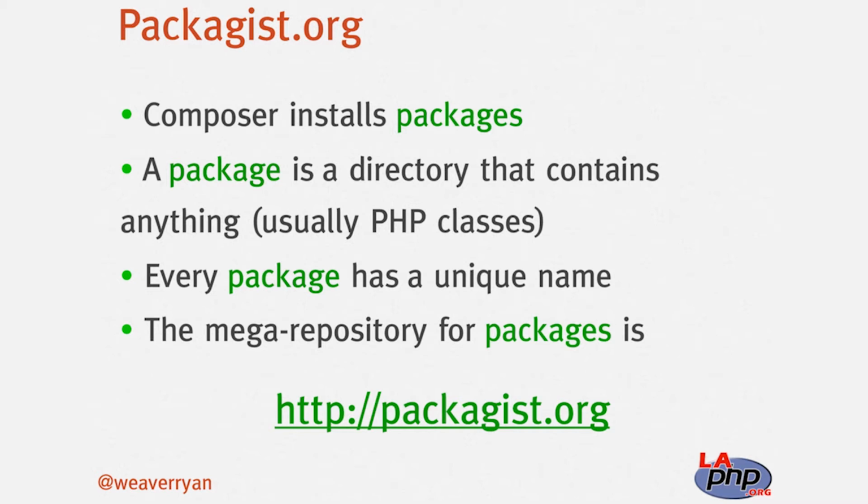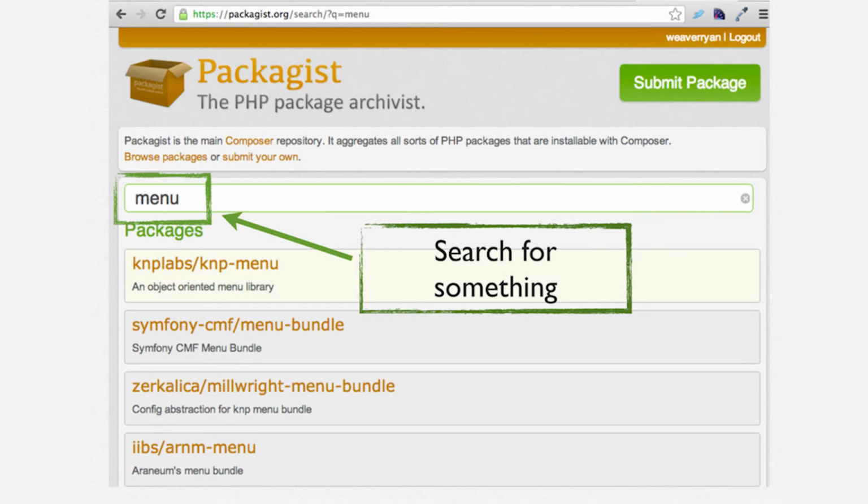Every package, of course, has a unique name, and we look up those unique names at the central repository, which is called packagist.org. So when you're trying to figure out what you want to install, that's where you go, or you read some library's documentation and they tell you what their name is. So this is Packagist, and you see it's fairly attractive.